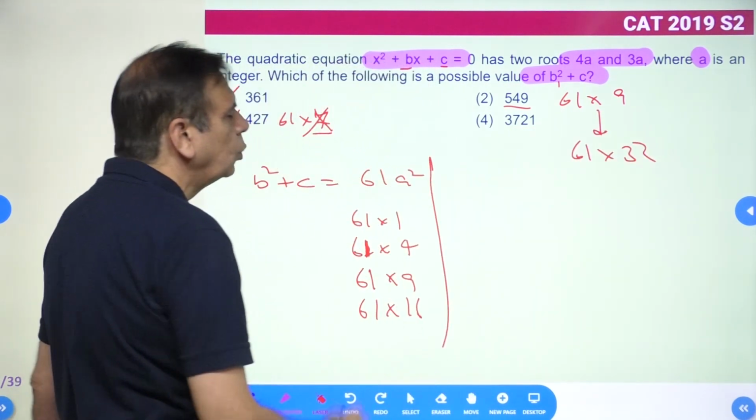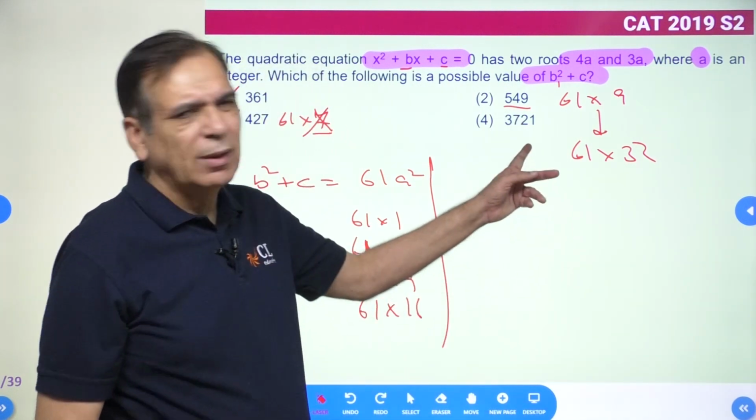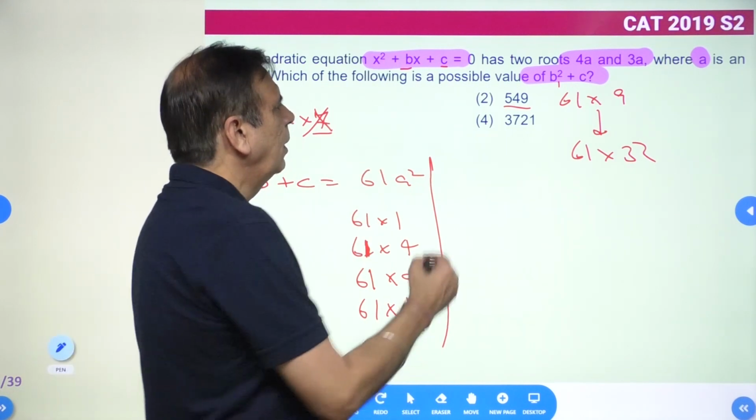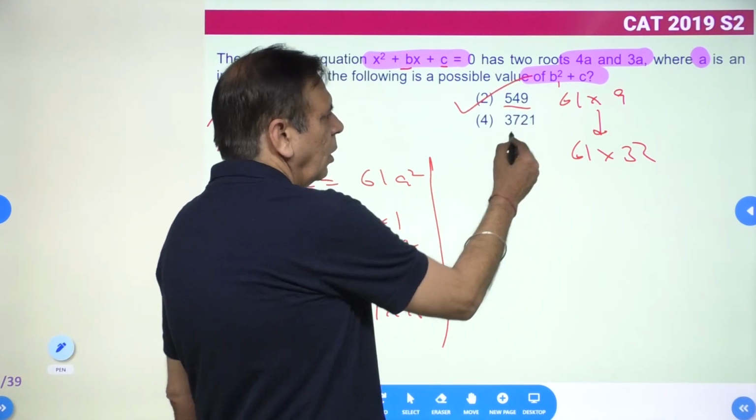So either start doing this or go to the choices. मेरी preference हमेशा choices रहेगी. Okay, I will always go to the choices. Okay, so among these, this should be the answer.